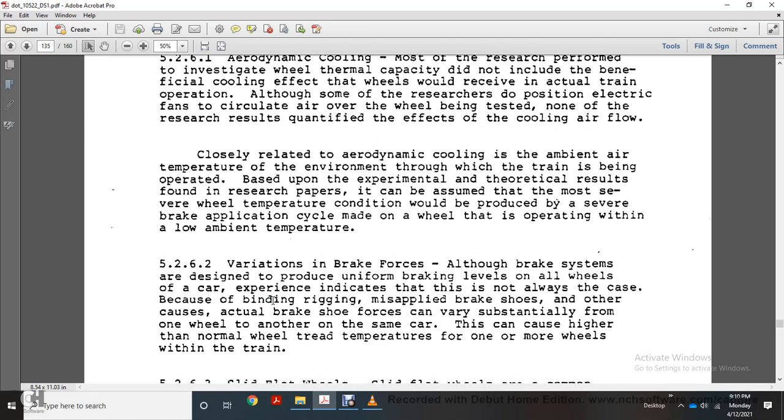Variation in brake force. Although the brake system was designed to produce a uniform brake level on all wheels of the car, experience indicates that this is not always the case because of binding of the brakes or misapplied brake shoes. For other causes, the actual brake shoe force can vary substantially from one wheel to another on the same car. This can cause higher than normal wheel tread temperatures for more than one wheel within the train.